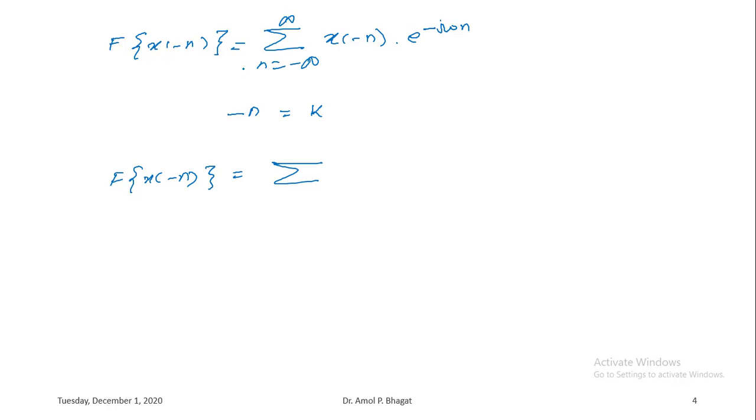But if I am sending the minus sign inside this summation, all values get multiplied with the negative sign, so it will again be minus infinity to infinity, right? So k equals minus infinity to infinity of x of k into e to the power j omega k, because the minus sign will be replaced with k here, right?